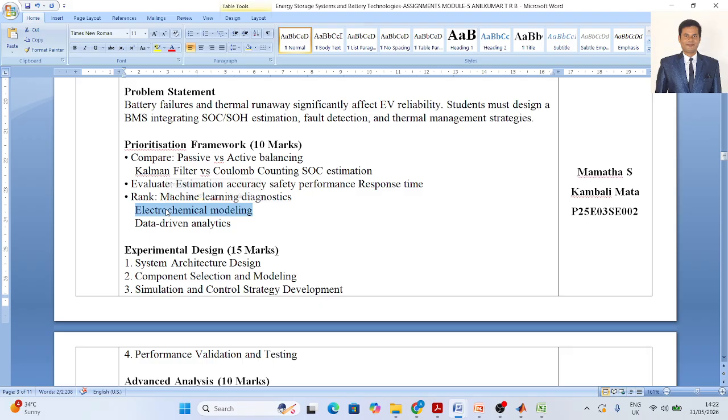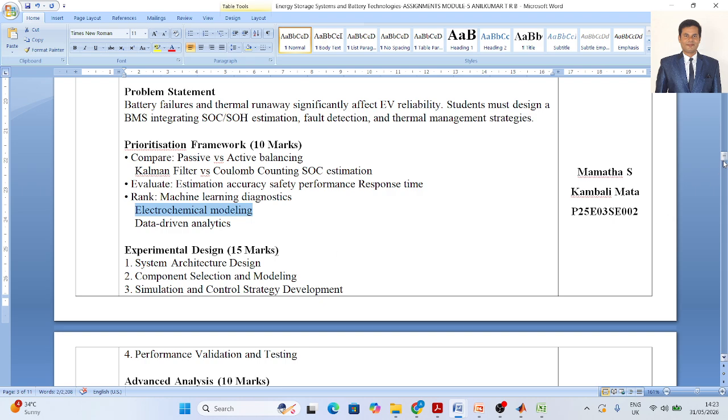Also take some data driven analytics. Okay, based on that you can also create the models, right? Use the techniques called Kalman filter methods, adaptive Kalman filter methods, Coulomb counting methods. What you have to do with these two methods is comparison. Try to make the comparison with these two methods. Okay, so it will show which method is a very good one, and it will give the proper errors. Okay, you should try to remove the errors as much as possible.